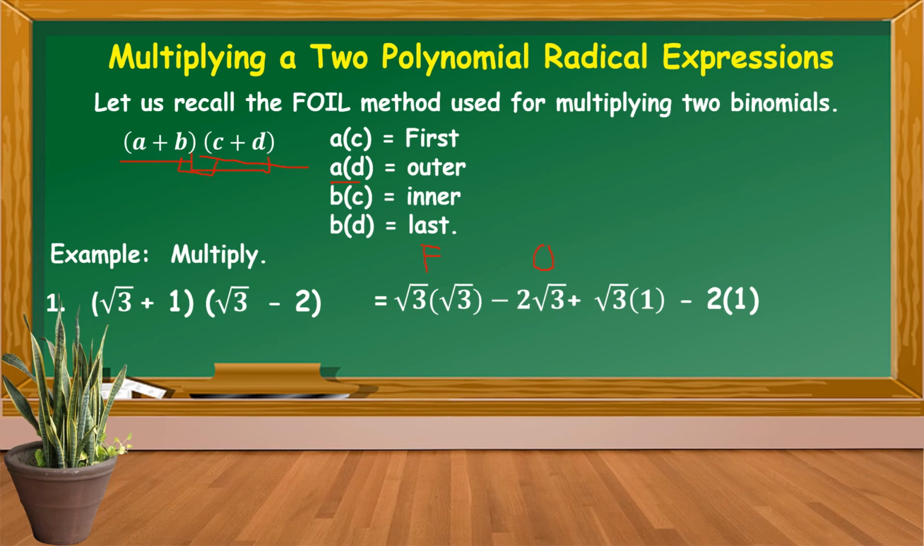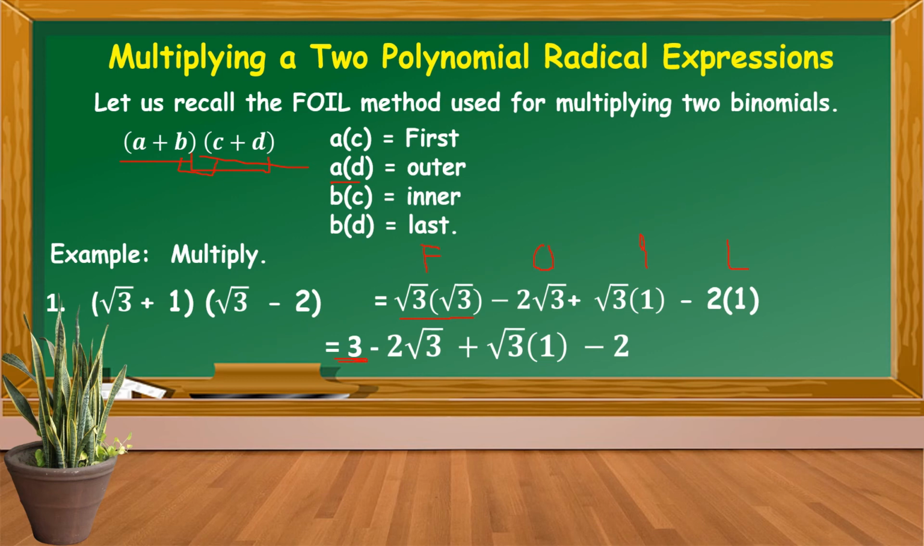Next is the inner term. Square root of 3 times 1. That is the inner term. And the last term is 1 times negative 2. So, this is now our last term of the FOIL method. Then, we will operate. What is square root of 3 times square root of 3? That is square root of 9. Ang square root ng 9 is 3.